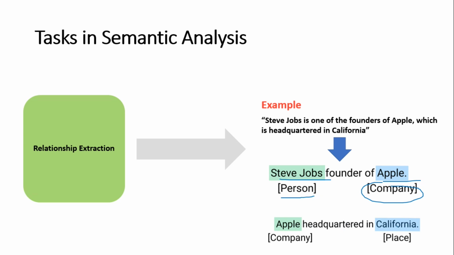Next, Apple headquartered in California. Apple is identified as a company and California will be identified as a place. If you try to extract the relationships in this sentence, one relationship is called founder of, and another relationship is headquarter. So these are the relationships which are connecting these two entities together.